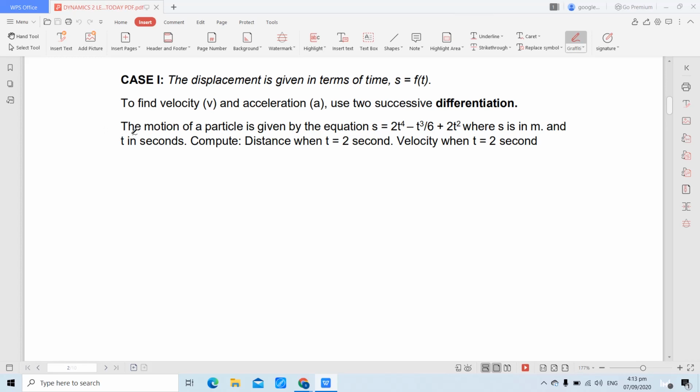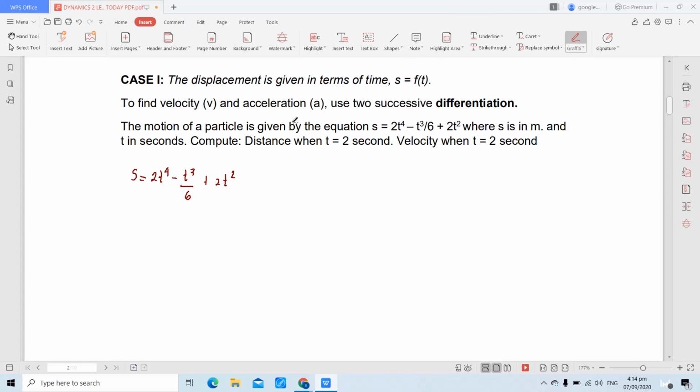The motion of a particle is given by the equation S = 2t^4 - t^3/6 + 2t^2, where S is in meters and t is in seconds. Compute the distance and the velocity of the particle after 2 seconds. Okay, so let's rewrite the given equation: S = 2t^4 - t^3/6 + 2t^2. As you can see, displacement S is a function of time t. So that is under case number 1.